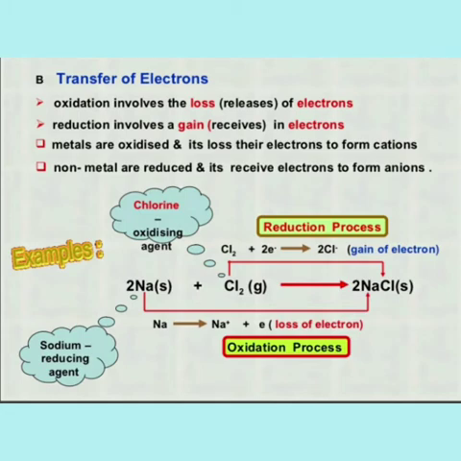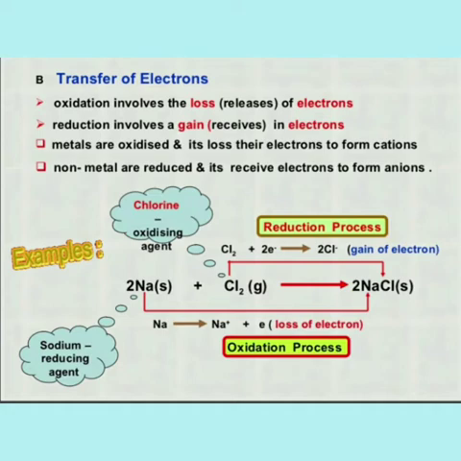Now let's discuss redox reaction in terms of transfer of electrons. Oxidation involves the loss of electrons, reduction involves the gain of electrons. The substance which loses electrons is said to be oxidized. The substance which gains electrons is said to be reduced. Metals are oxidized as they lose their electrons to form cations. Nonmetals are reduced as they gain electrons to form anions. Let's understand this with the help of an example.